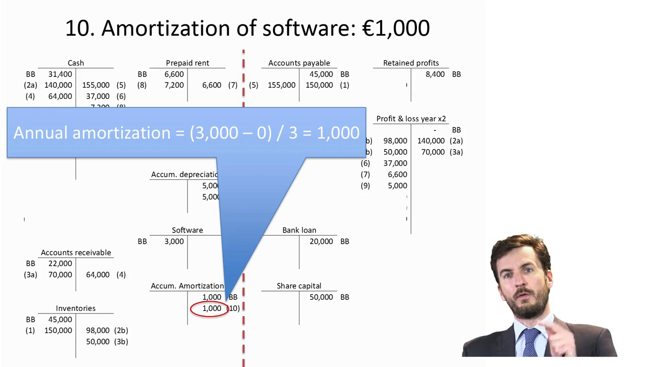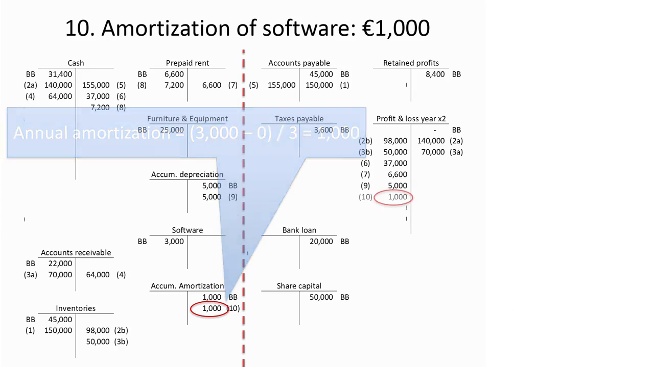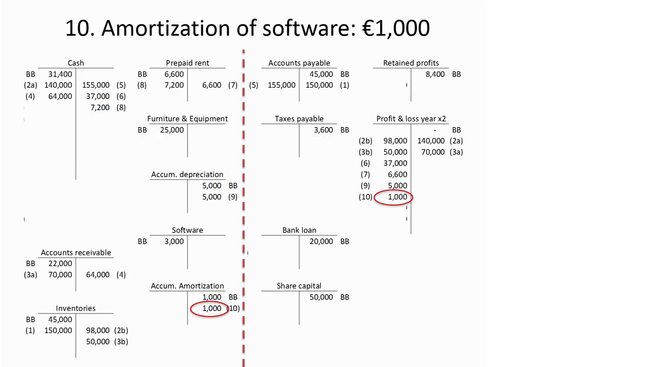First thing, we credit accumulated amortization. That's going to decrease the value of the software. Second, we need to decrease the profit and loss account. Shareholders are now poorer by 1,000 euros. Okay, we are making progress. Now, let's go for the next transaction.